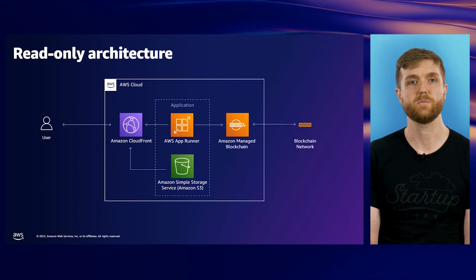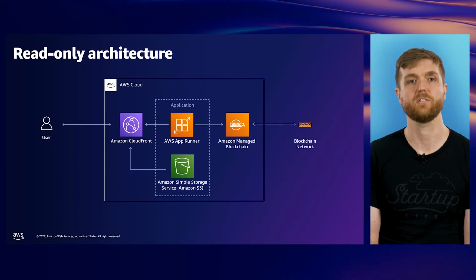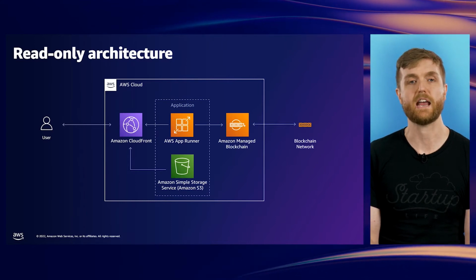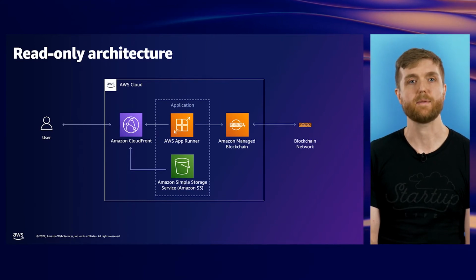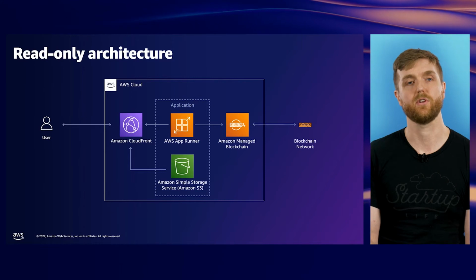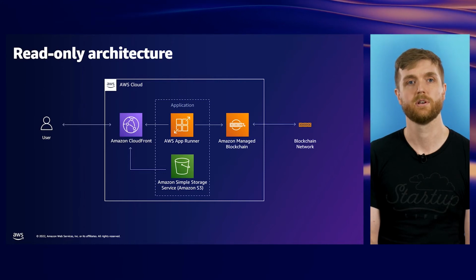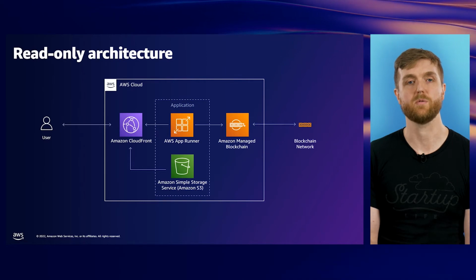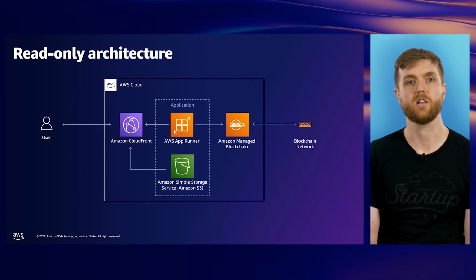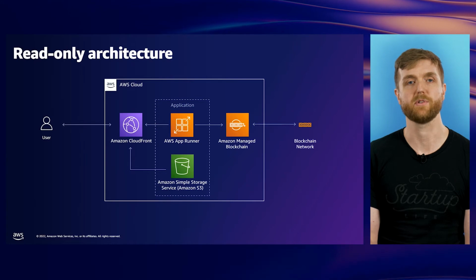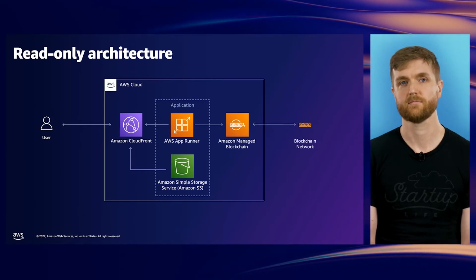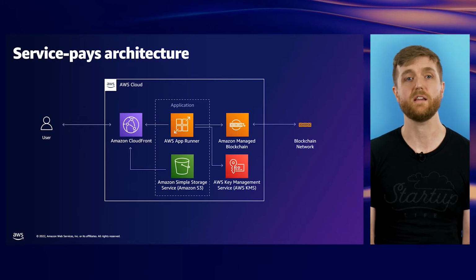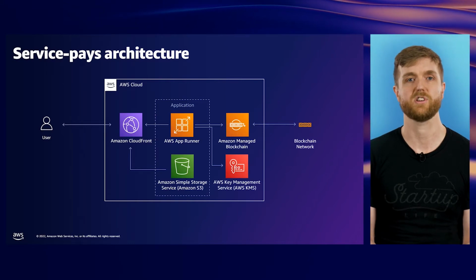Here, we have a simple application with static content stored in Amazon S3, an API served by AWS App Runner, and Amazon CloudFront in front of these for low latency access. We're using Amazon Managed Blockchain to access the blockchain network, but this could also be a client you run yourself on an Amazon EC2 instance. The read-only architecture is used whenever you read data via a third-party blockchain client.